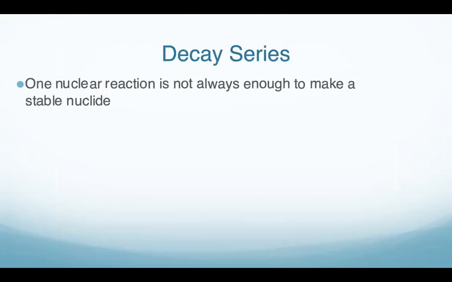Now, the next thing is decay series. One nuclear reaction is not always enough to make a stable nuclide. So for example, if you start with, say, uranium-230, is it 235 or 238? I can't remember. The one that they used for nuclear bombs and nuclear power. It's not like for every nuclide you just release one positron and you're stable. Sometimes it takes multiple steps to become stable.